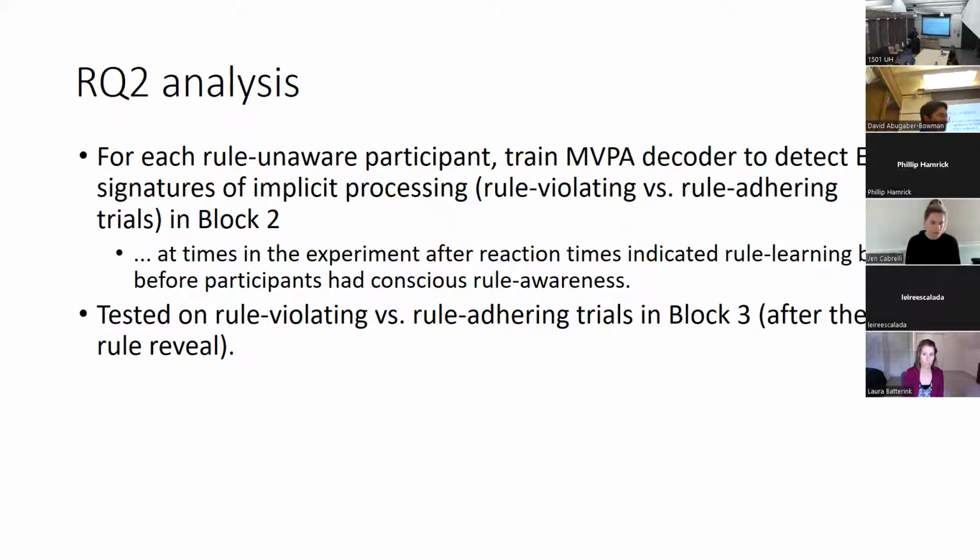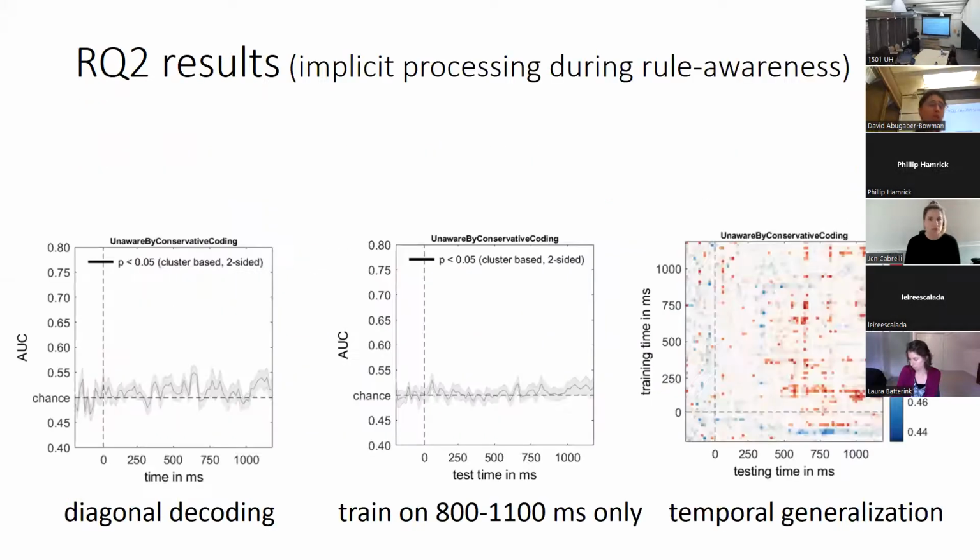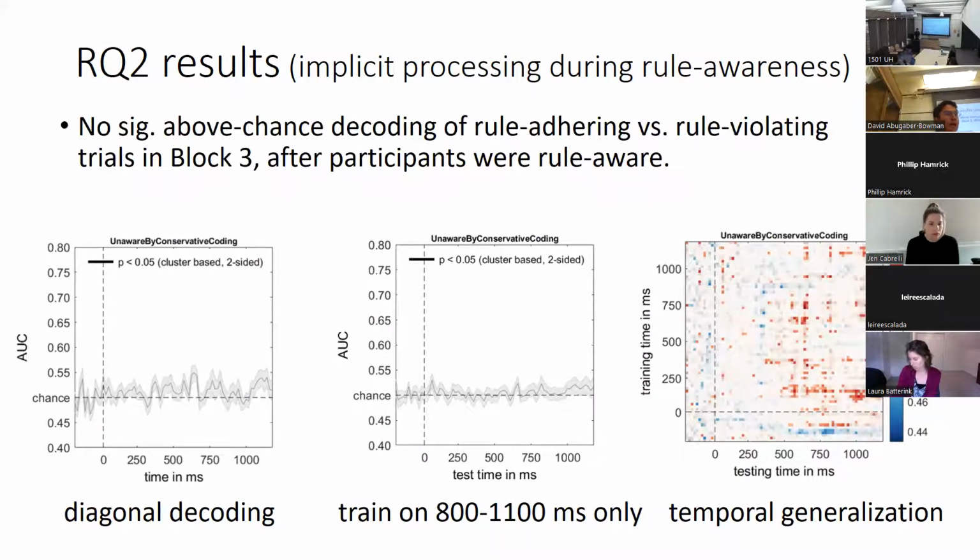Okay, so we took this decoder that we trained, and then we tested it on their own block 3 data after we had told them the rule. And if we get above chance trial classification accuracy with this analysis, it would indicate that neural activity related to the rule during block 2 is also occurring after they are rule aware in block 3. Okay, so let me show you the results of what we did. We didn't find any significant decoding here. It was not the case that implicit processing seemed to occur with periods of rule awareness.